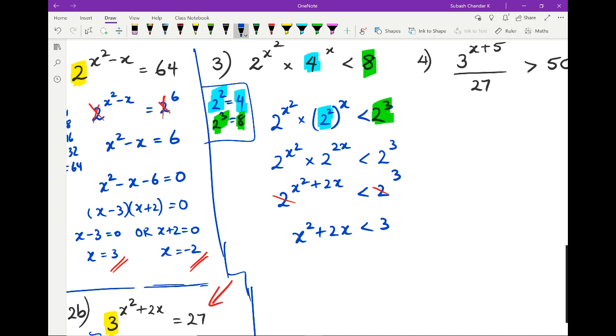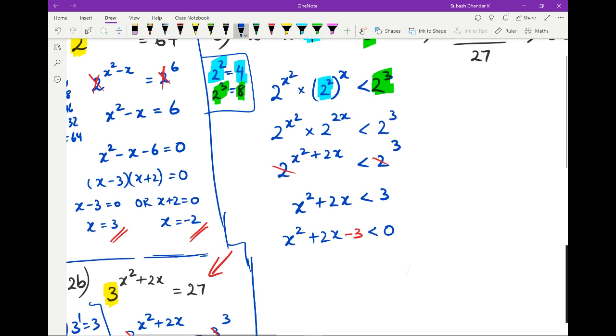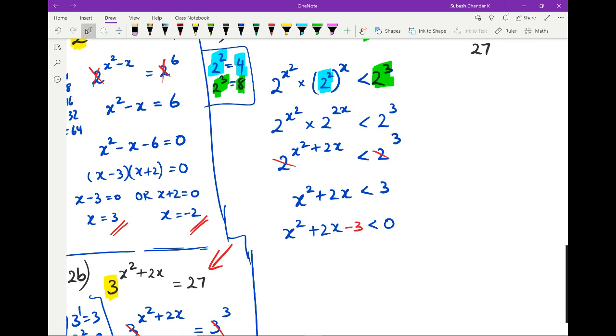At this point, what you can do is rearrange it again. You're going to get x squared plus 2x minus 3, because when I bring 3 over to the left-hand side, it becomes minus 3, and it's less than 0. Even at this point, what you should be seeing is that you're dealing with a quadratic. What I generally tell people is that from this step, there's a little bit of extra work to do.